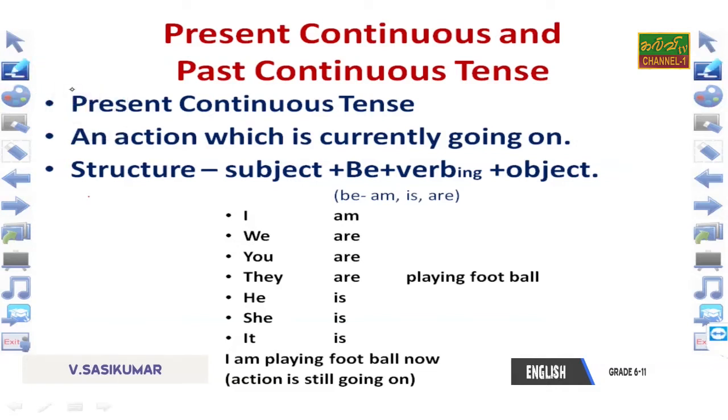I can write it here, I can indicate, yes, I will expect am. Then verb 1 in the ing form. Then the object will be there. So, I am playing football.